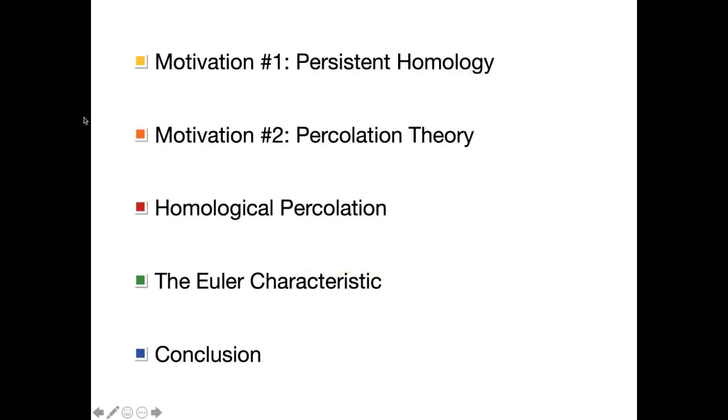Okay, so I'm going to start with trying to give you two angles of motivation for this work. One which is more TDA flavored, from persistent homology, and the other one is from probability theory, related to percolation theory. Then I'm going to describe the main setup and results that we have so far. Another part of this work is about an unexpected connection to the Euler characteristic that we sort of found, and I'll present that at the end.